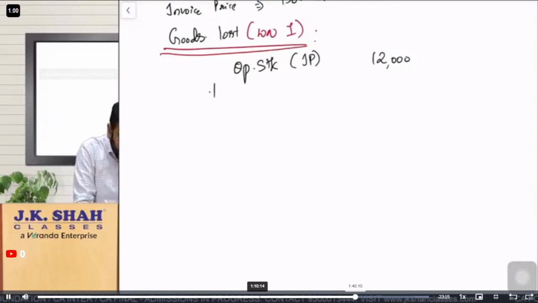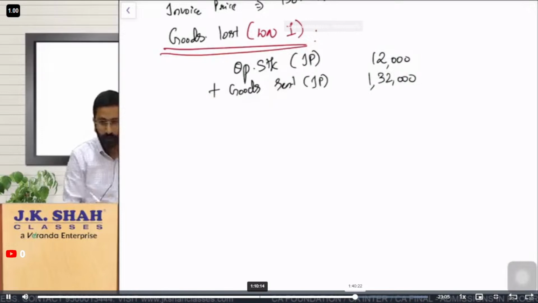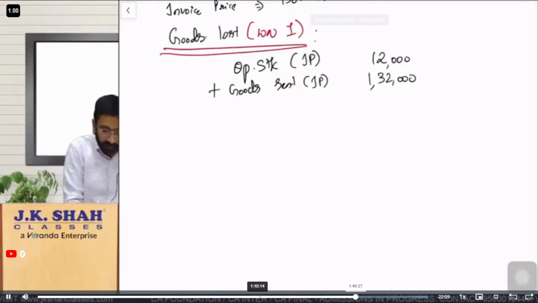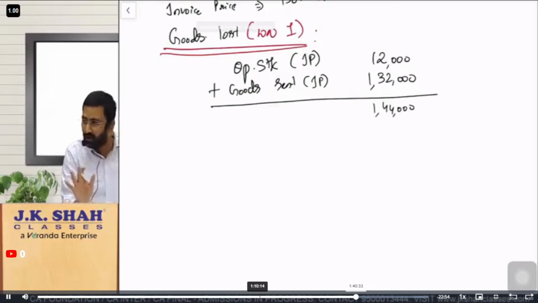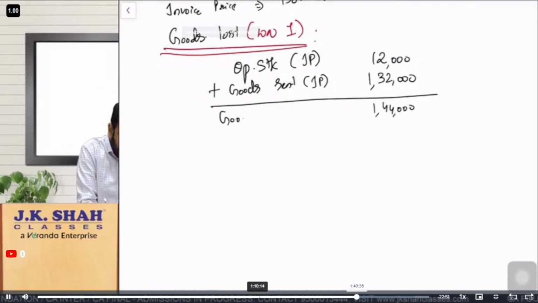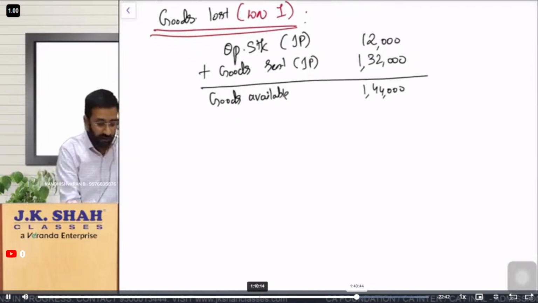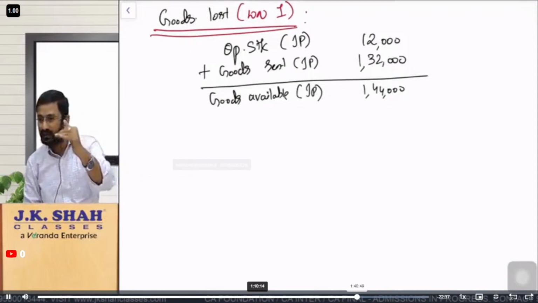Apart from this 12,000, goods sent to the branch. How much is sent? 1 lakh 32,000. This is also IP. Opening stock is at IP and during the year goods sent again at IP. 132. Which means how much should be with the branch right now? 144 should be goods available at the branch. Which price? Invoice. Everything in terms of IP. So 144 should be there with the branch.